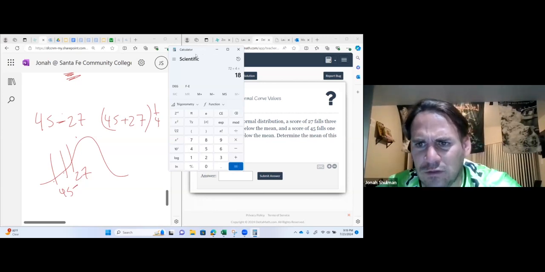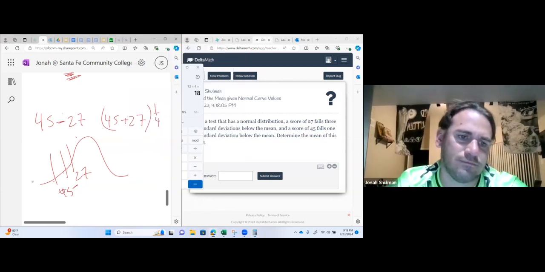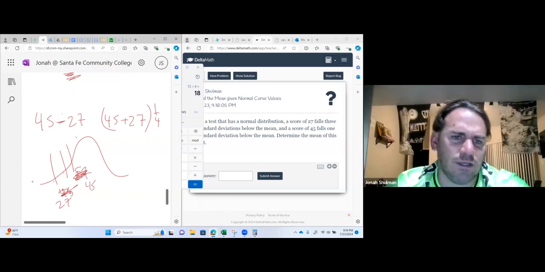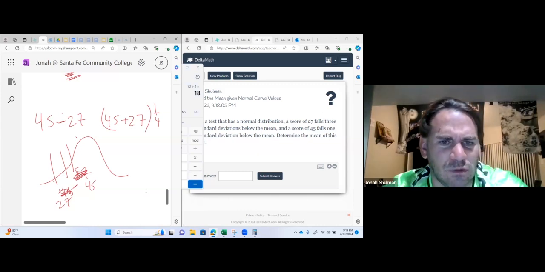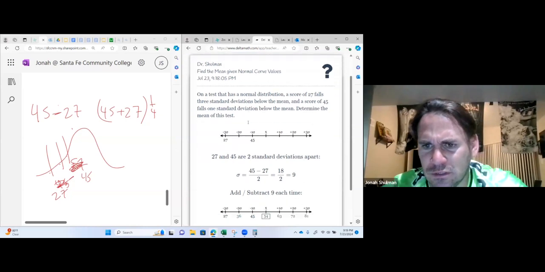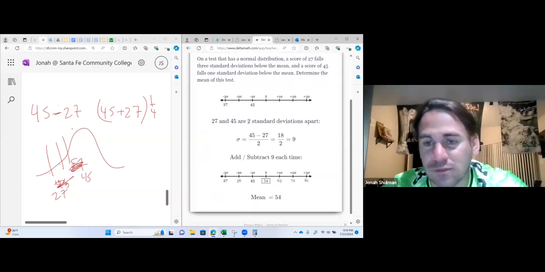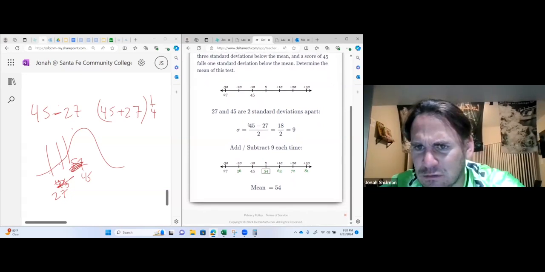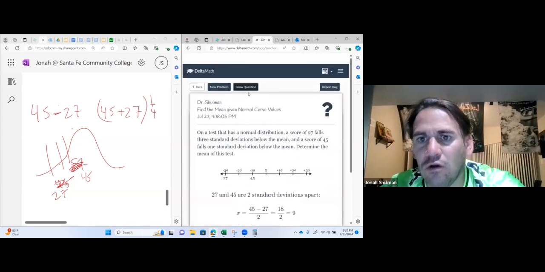So 27 is 3 below. So this is 27, and this one's 45. This is 3 away, and this is 1 away. I'm pretty sure we have to add them, and then we have to divide it by 3. Let's see what the answer is. Oh, it's just 2 away? Okay, so you still just subtract and find the difference. Oh, okay, that's really cool.